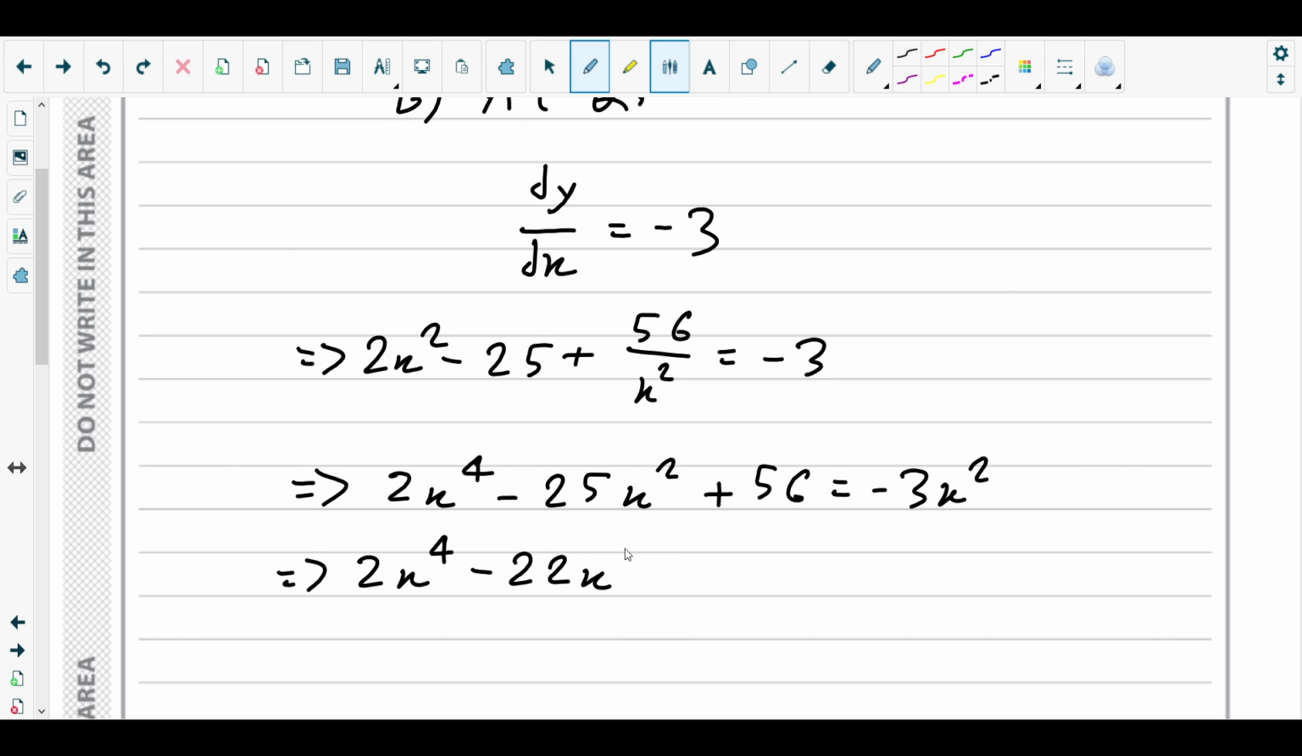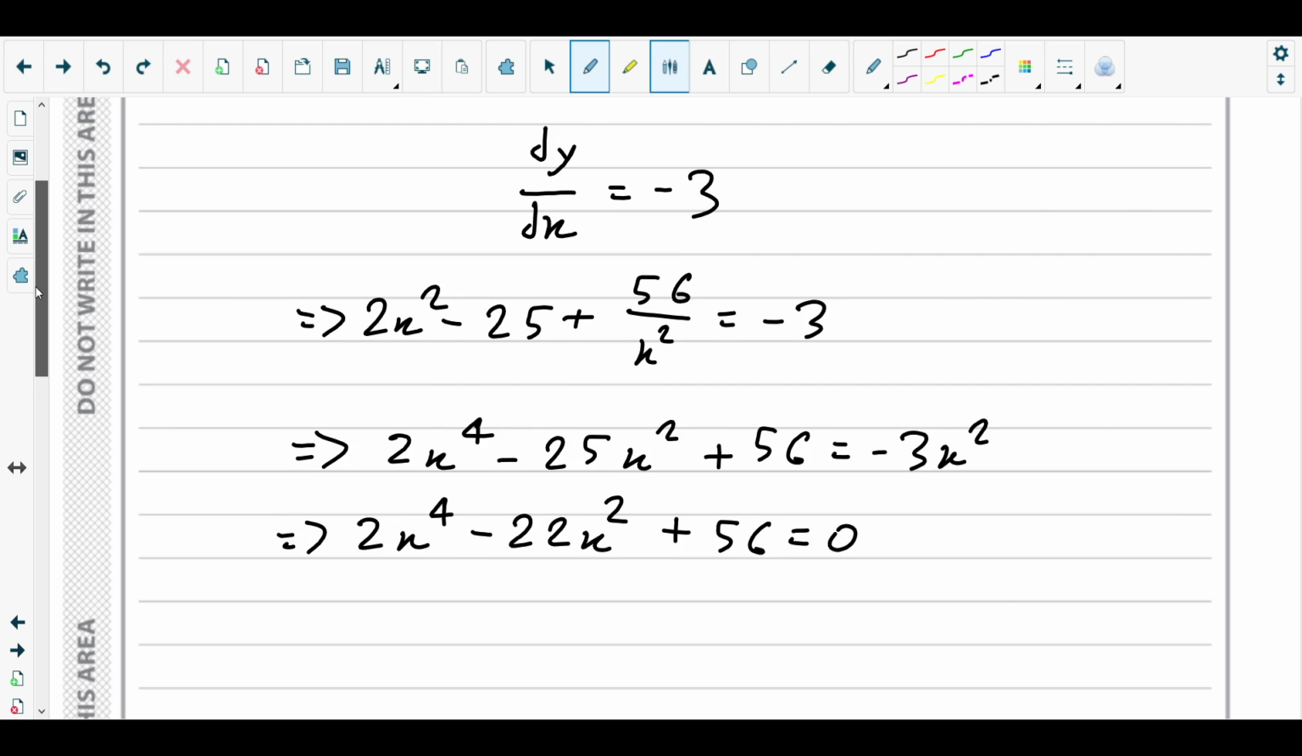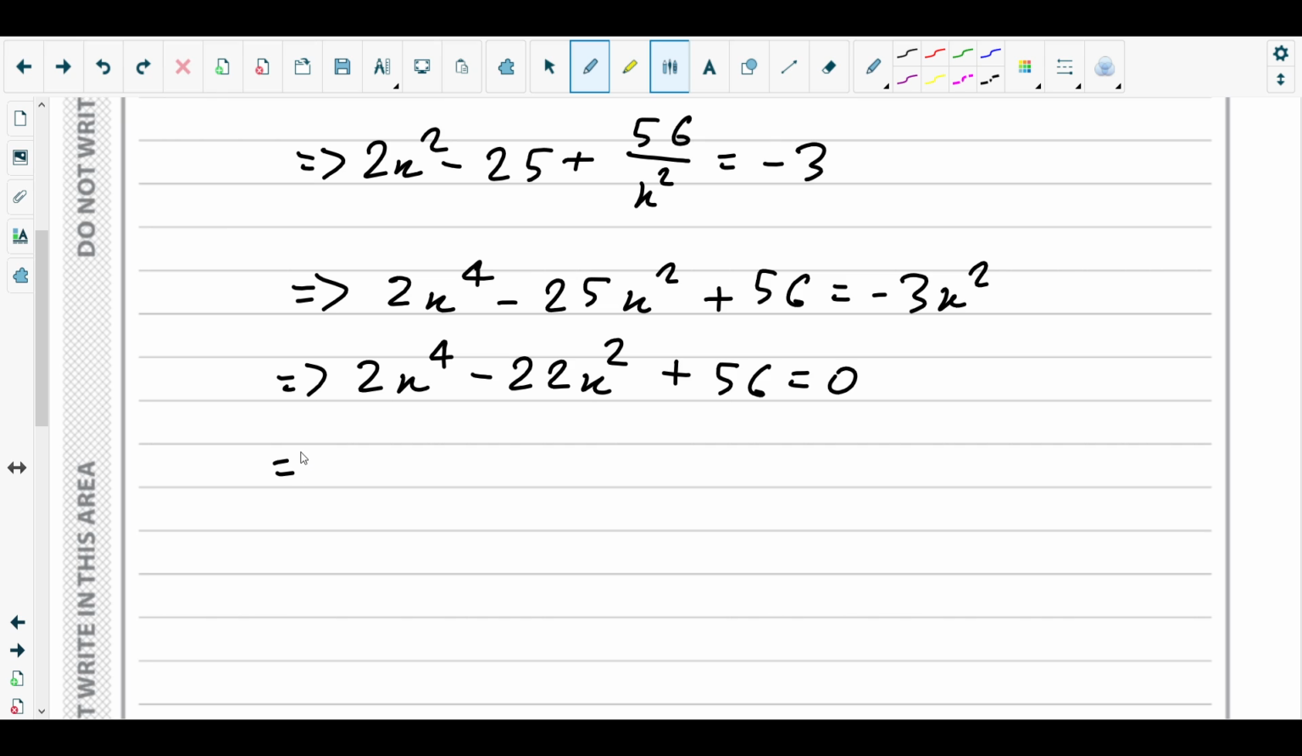Sorry, x squared plus 56 equals to 0. Okay. Now divide both sides by 2. You will get x to the power 4 minus 11x squared plus 28 equals to 0. Right?